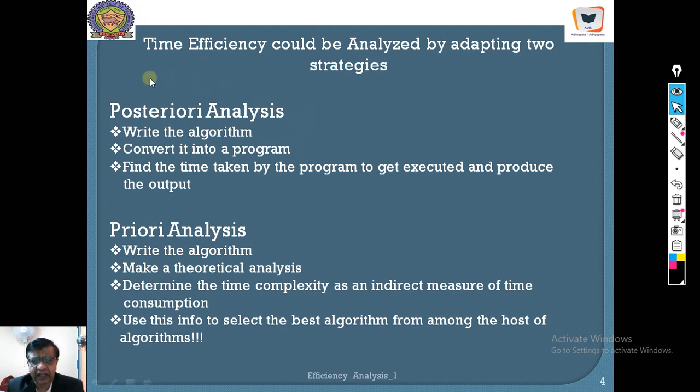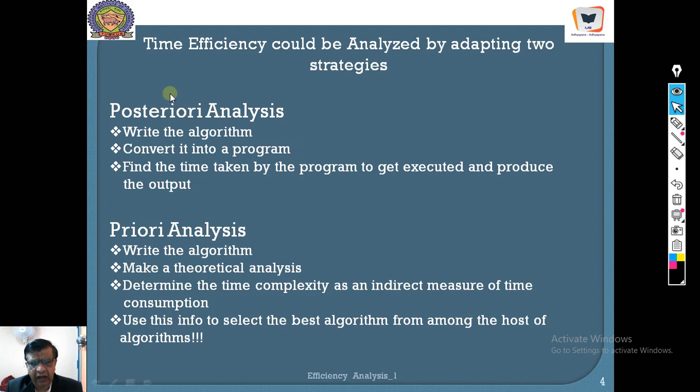As far as posterior analysis is concerned, think of postmortem, posthumous: the award was given posthumously, after the happening of something. What happens over here? You have already written the algorithm. You convert the algorithm into a program, execute the program, and literally measure the time taken by the program. This can be done. There are functions available in any high-level language so that you will be able to measure how much time it has taken to execute a process, a procedure, a program, and therefore an algorithm. So you can directly measure.